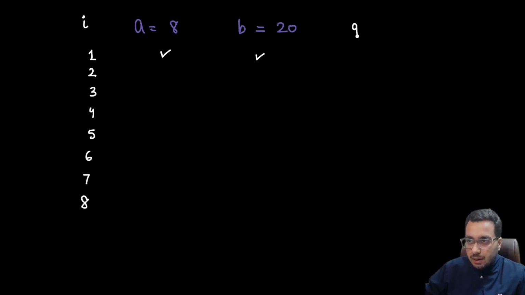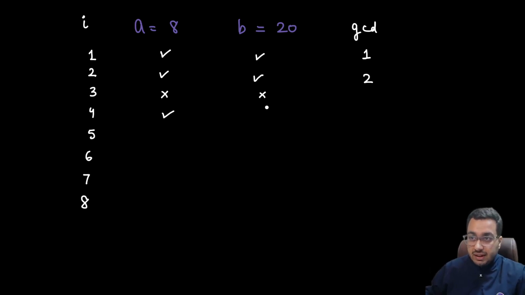And we will update our GCD, okay? So what is the largest number we have seen that divides both? That number is nothing but 1. We go to 2. Does 2 divide A and does 2 divide B? The answer is yes. So we will update our GCD as 2. Does 3 divide both? 3 does not divide 8, it does not divide 20. Does 4 divide 8 and 20? Yes, it divides. 4 divides 8 and 4 divides 20. So hence the GCD is 4.